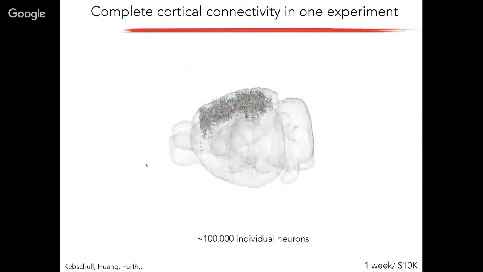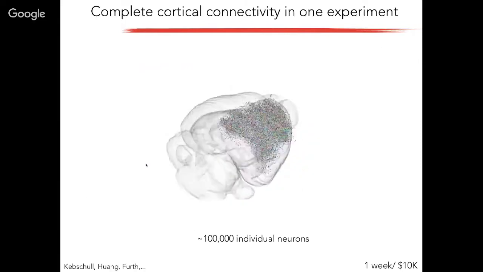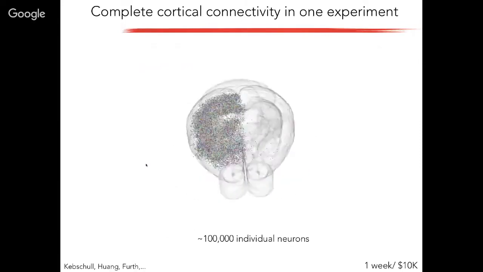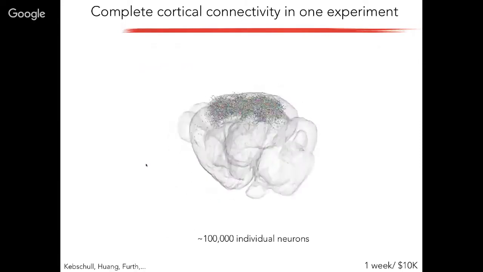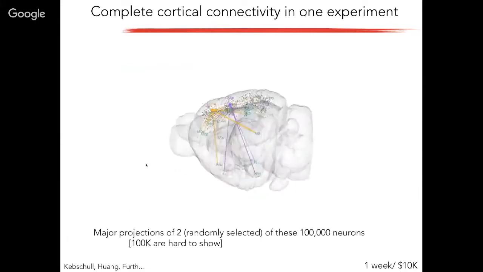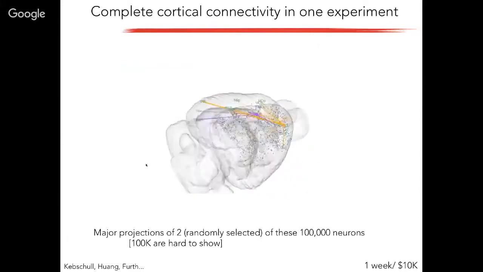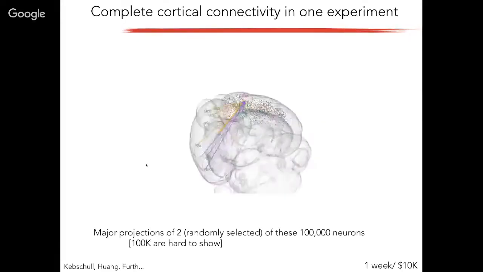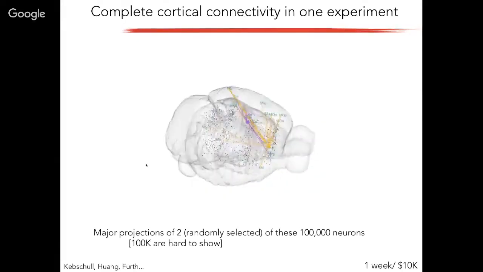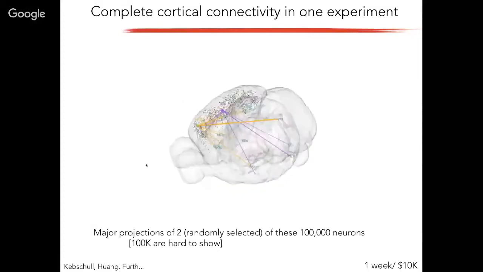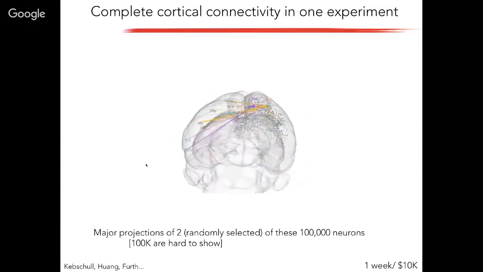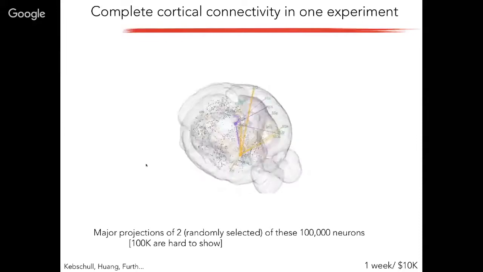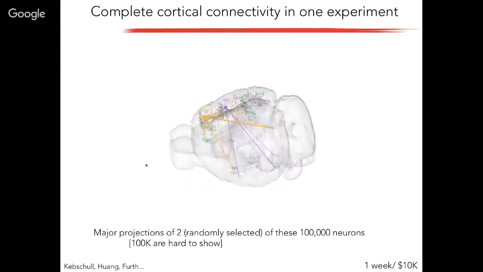And in a single experiment, in about a week for about $10,000, we can get the projection patterns of about 100,000 individual neurons. And for each neuron, we can see the areas to which it projects. So here are the strongest projections of 2 of these 100,000 neurons, just randomly selected, to give you a feel for what kind of data we have.